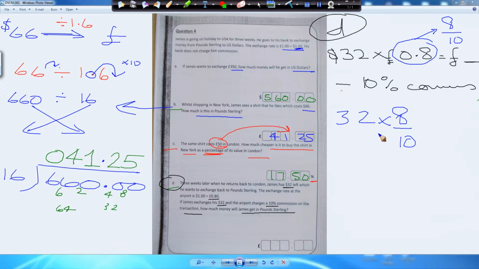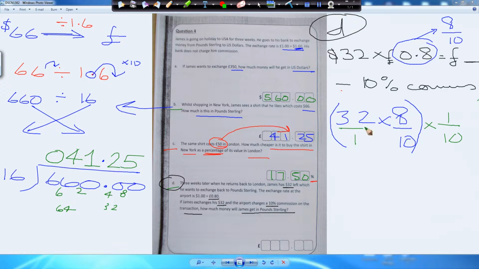Okay, now let's see if we can cancel it down. So this is the first part of the calculation. We're working out 8/10 of the money. And then what do we do next? We've got to knock off 10%. How do we work out 10% of something? We multiply it by 1/10 to work out 10%. So let's work it out. So we have 32 times by 8 times by 1 divided by 1 times by 10 times by 10.